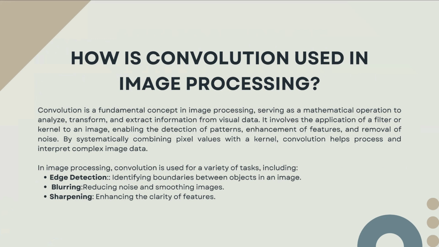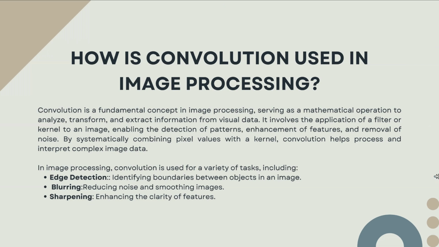So let's now see how convolution works in image processing. Convolution is a mathematical operation to analyze, transform, and extract information from visual data. It involves application of a filter, which may also be called a kernel, which helps with detection of patterns, enhancement of features, and removal of noise. By systematically combining pixel values with the kernel, convolution helps process and interpret complex image data. In image processing, convolution is used for a variety of tasks, such as edge detection, blurring, and sharpening.